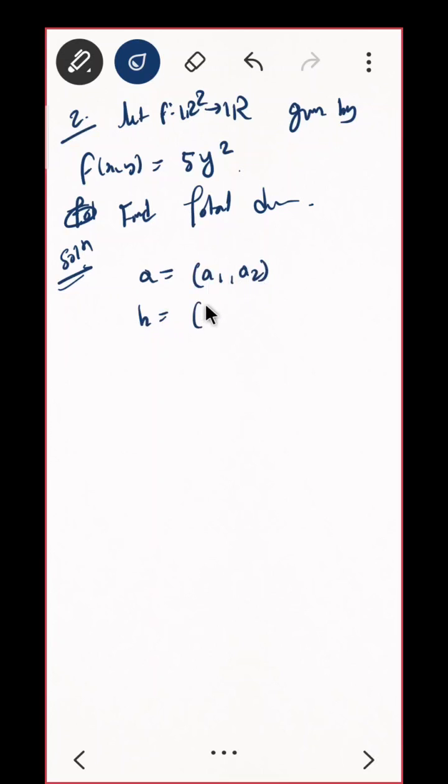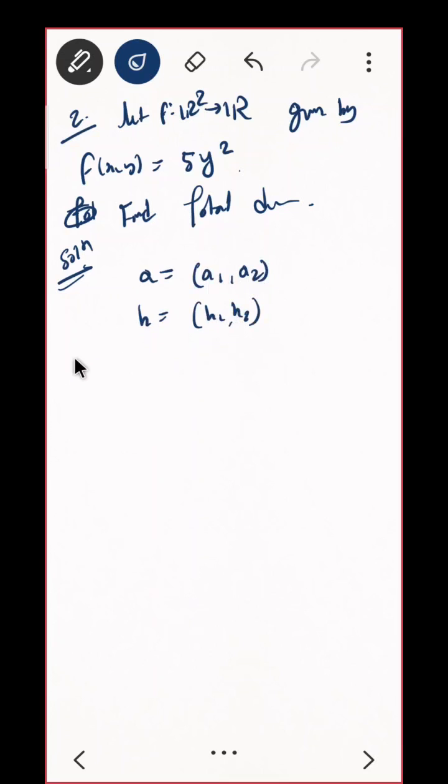Let f from R2 to R be given by f of xy is equal to 5y square. Suppose this is my function, and again you want to show that f is differentiable and find the total derivative. What is the next step? First step is you need to put what is e. So you should start with e is e1 e2. Next, what is h? H is h1 h2.